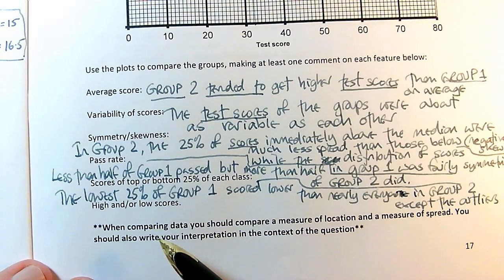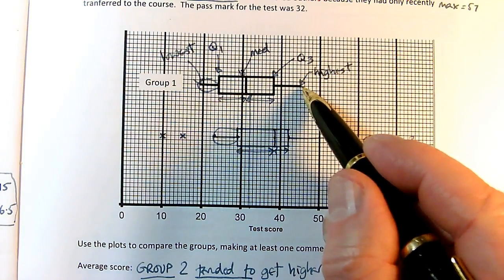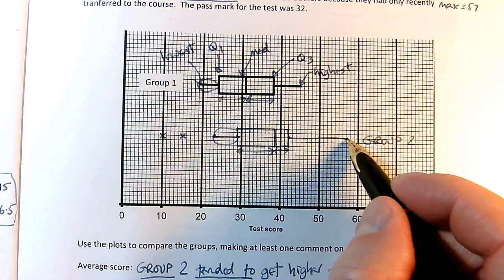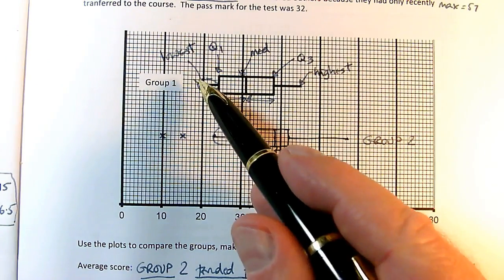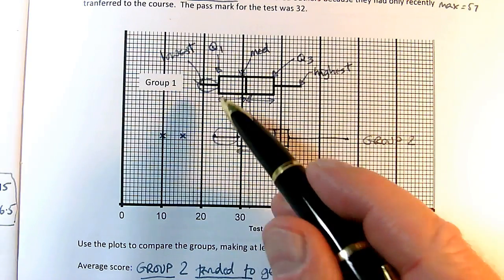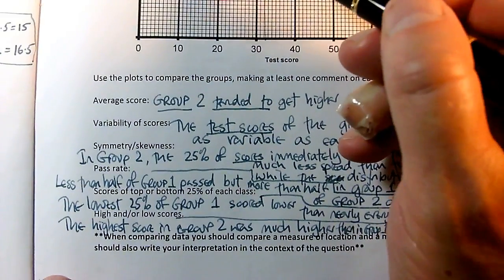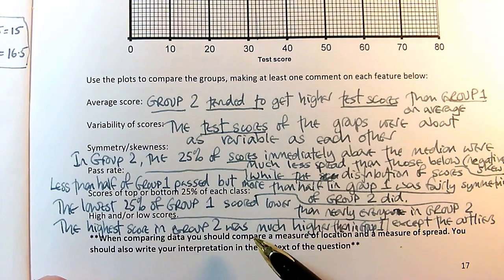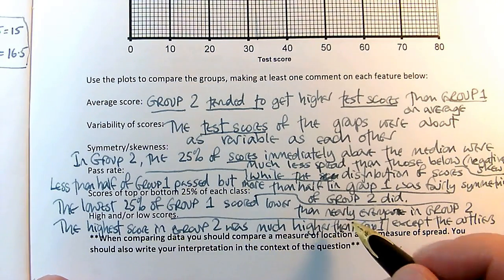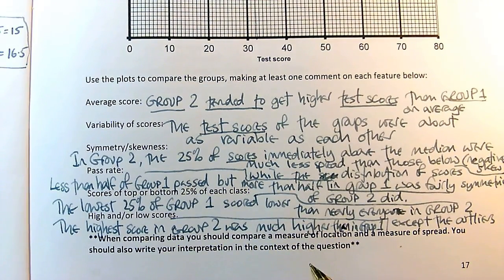And then high and low scores. Here's my highest in group 1, much worse than the highest in group 2. I'm not going to comment on the lowest scores because with these outliers it's a bit of a messy picture. So I'm just going to say the highest score in group 2 was much higher than the highest score in group 1. But I'm running out of space.